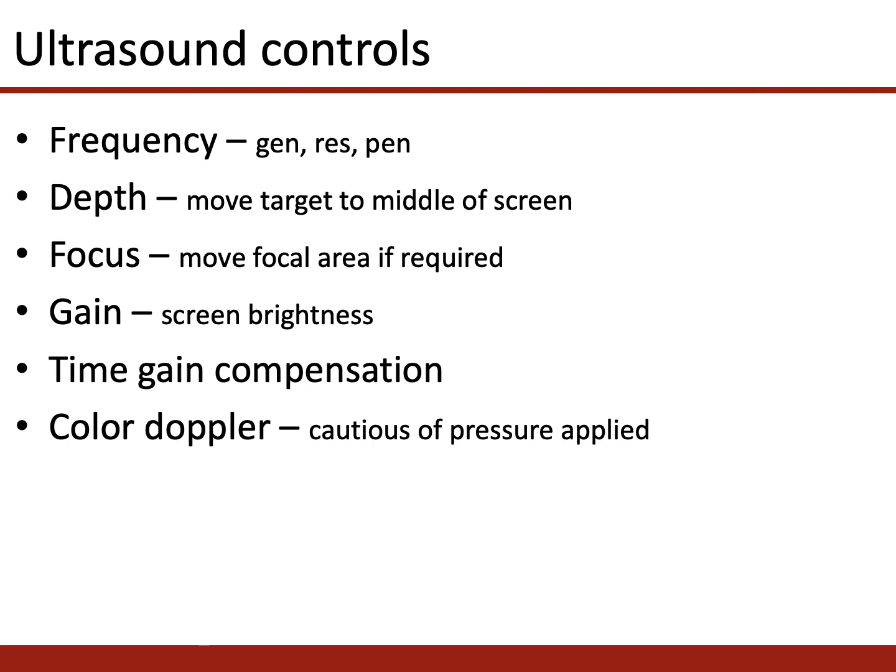We can move this focal area from the auto zone of the middle if required. So if you want to see, for example, a vessel on one side and then your target on the other, and you want to keep both sides and you want to keep one area as a better quality, then you can move the focal zone to that alternative area.